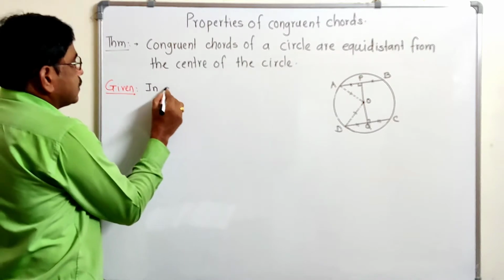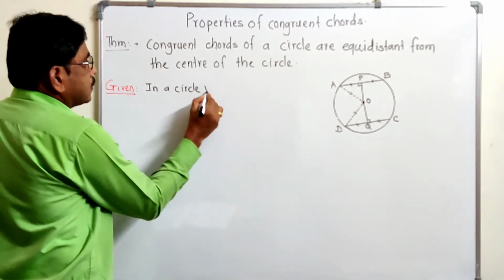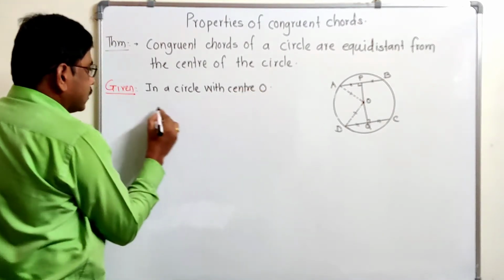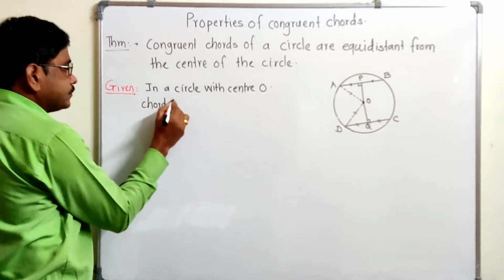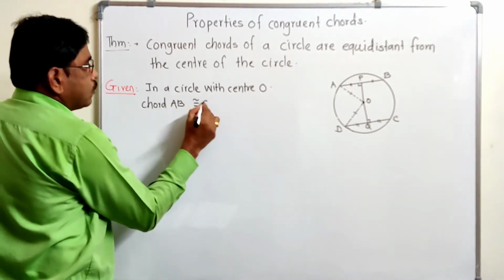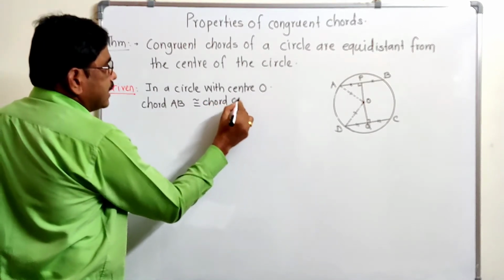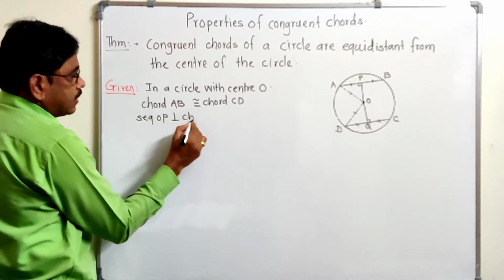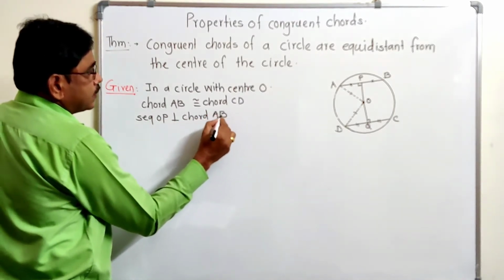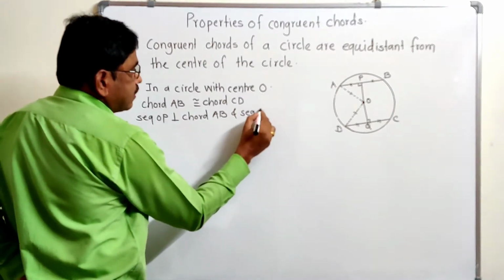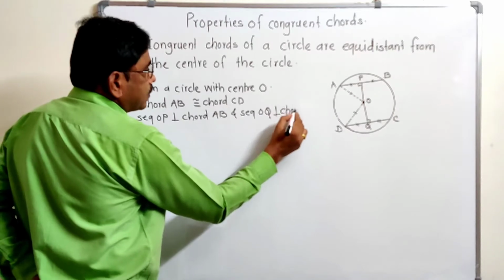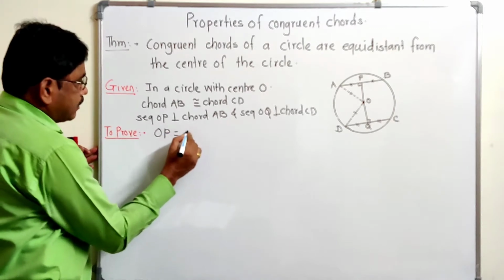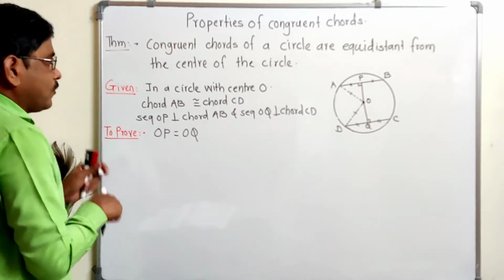In a circle with center O, what is given? Chord AB is congruent to chord CD. Then segment OP perpendicular chord AB and segment OQ perpendicular chord CD, that is given. Then what we have to prove? To prove OP equals OQ. Now proof.